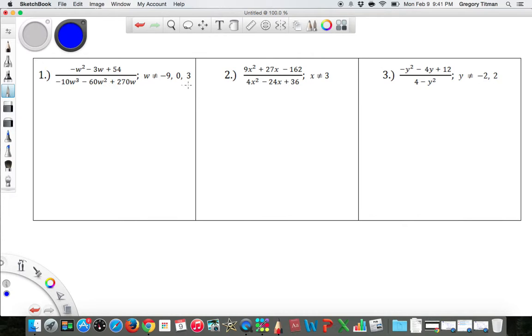So if you haven't had a chance yet to solve each of these, I would pause the video, go through and try simplifying all three of these, and then come back and rewatch the video to check your work.